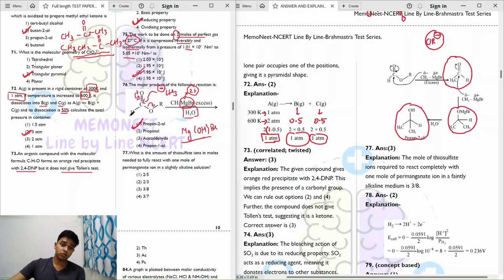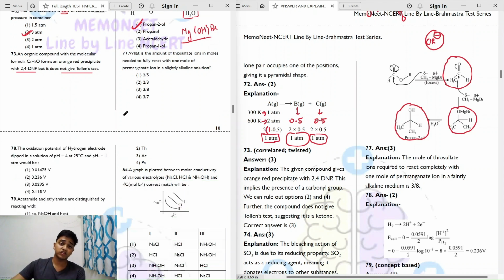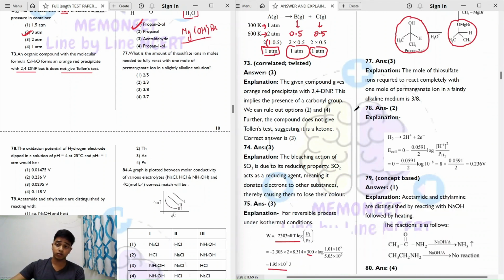Moving on to the next question, the question says, what is the amount of thiosulfate ions in moles needed to fully react with 1 mole of permanganate ion in a slightly alkaline solution? Okay, so this is a question related to redox reaction. So we need to know the oxidation states from which the thiosulfate ion starts and where it ends, and the permanganate ion, from where it starts and where it ends in a slightly alkaline solution.